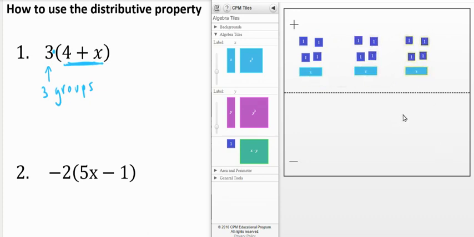And so to figure out the answer, I just need to count up how many tiles there are. So I can see that there's 3 x tiles, and then if I count the units, there are 12 of them. And that's our final answer.